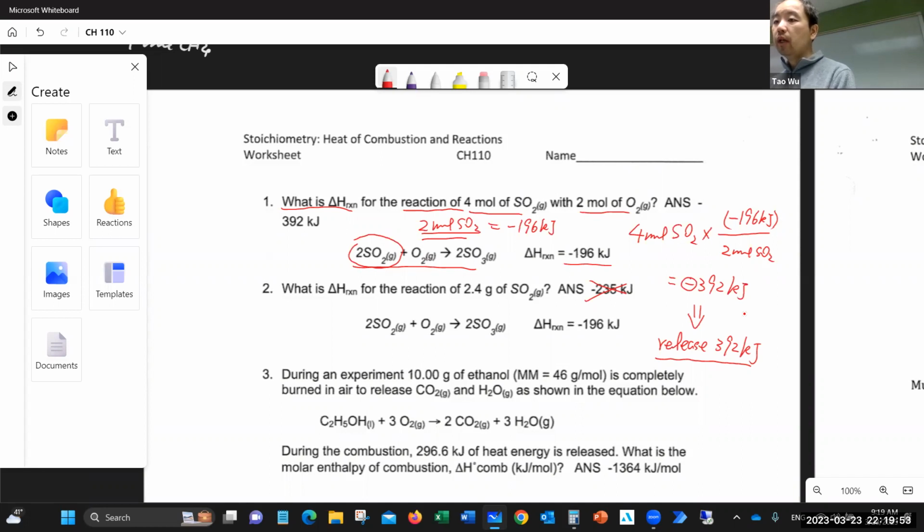So you need to find the mole of the SO2, which should be equal to mass over molar mass, right? 2.4 gram divided by the molar mass of SO2. So sulfur is 32.066, and you're gonna add 2 of the oxygen, 15.9994 times 2. Okay, and then you will get the moles of the SO2.